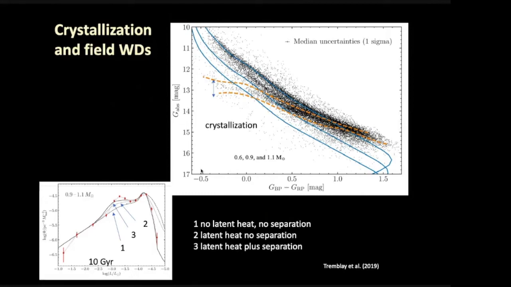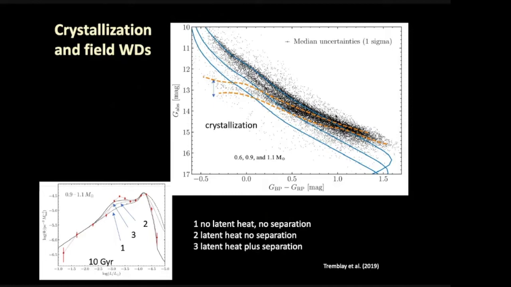And another very interesting result from Gaia is this one by Tremblay et al. last year, where essentially this is again the usual diagram that you've seen before. These are three cooling tracks. These are hydrogen envelope models. The dashed lines mark the range of magnitudes where theory tells you that crystallization and phase separation is happening.